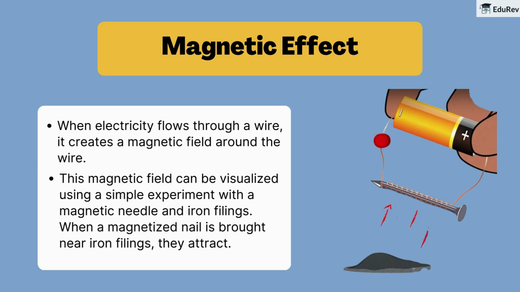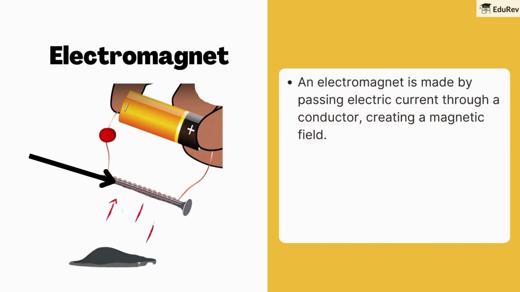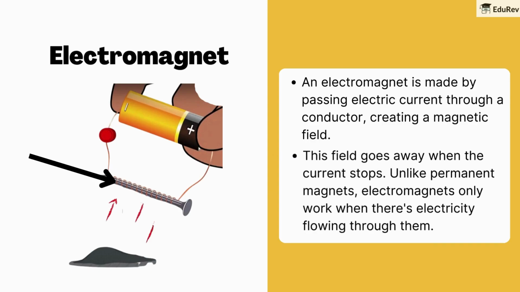Now, we will see what is an electromagnet. In the previous example of magnetic effect, the nail we used actually became an electromagnet. An electromagnet is made by passing electric current through a conductor, creating a magnetic field. This field goes away when the current stops. Unlike permanent magnets, electromagnets only work when there's electricity flowing through them. Let's see the use of electromagnet in real life.